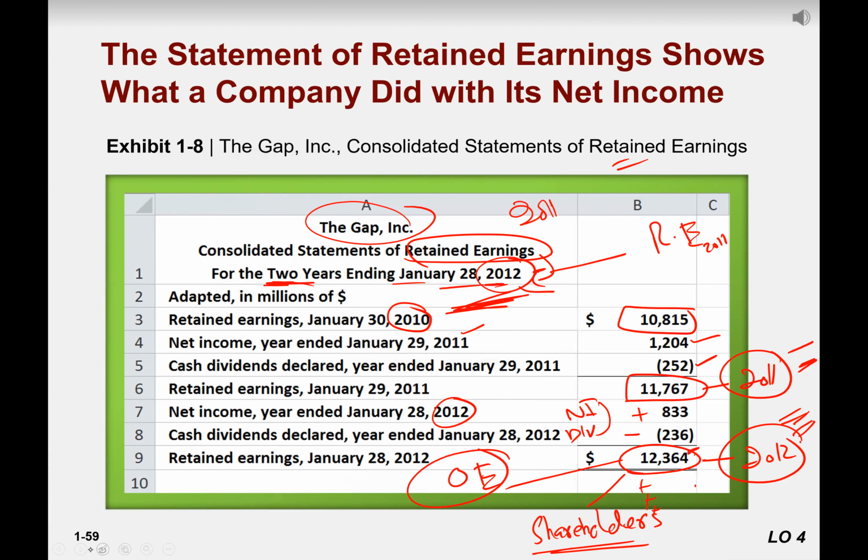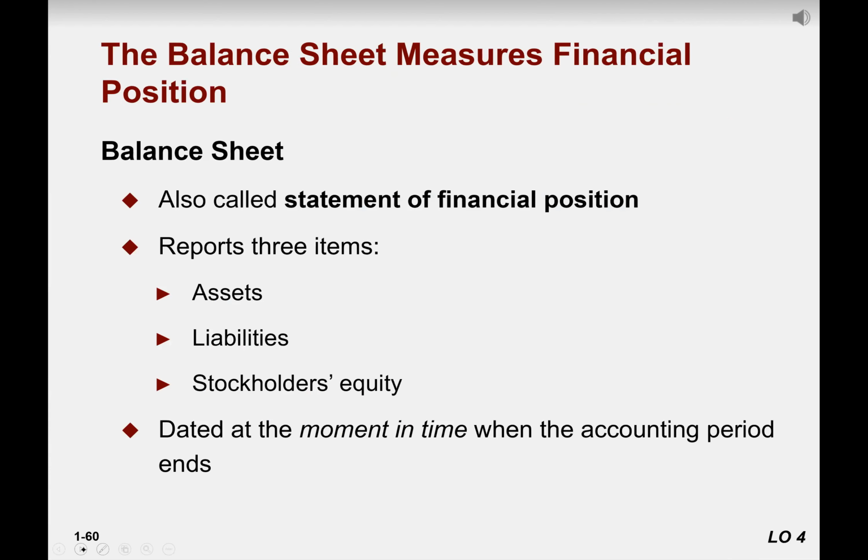Well done. Let's talk about the balance sheet. So the balance sheet measures financial position, like I told you in that slide in which we talked about all this combined. So it measures the financial position of a company at a specific date. It is also called the statement of financial position, and it reports three items.